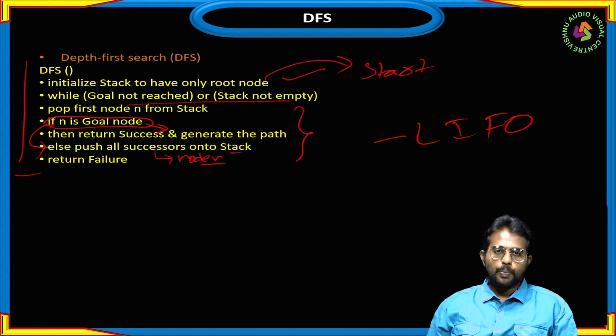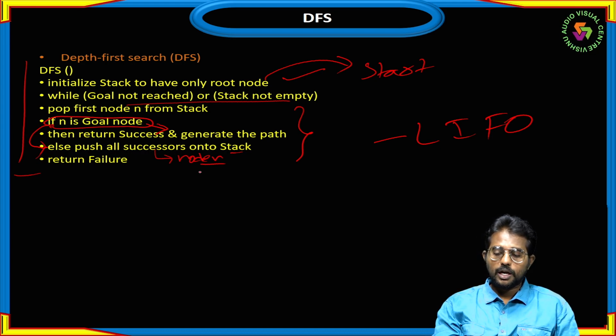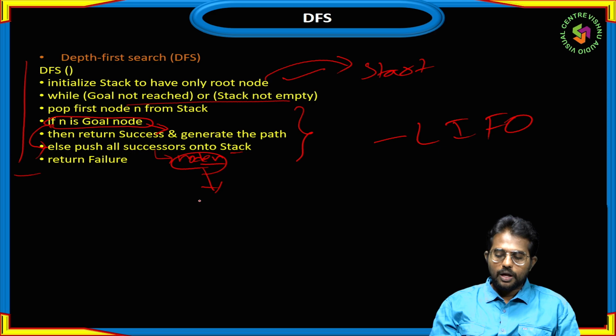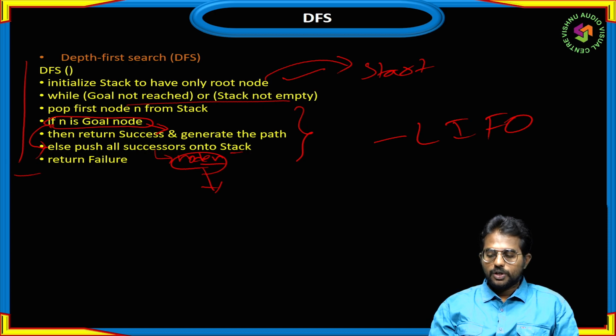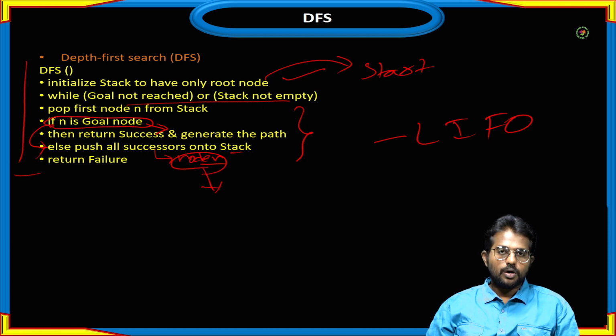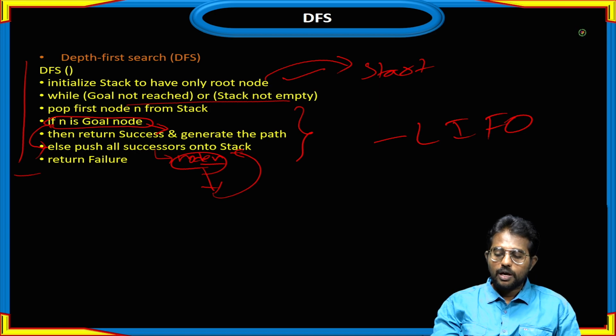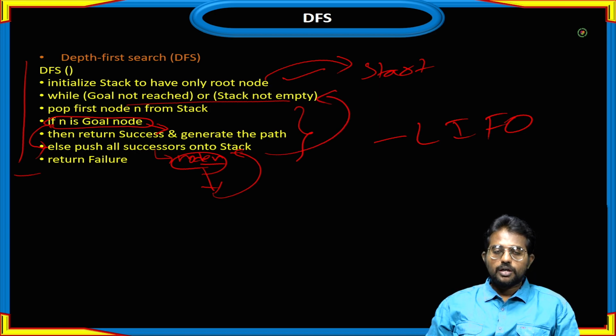First I will apply the move-gen function on this particular node n. By using the move-gen function, I will get all the successors of node n. Among all the successors generated by the move-gen function, any nodes already present in the closed data structure will be deleted and the remaining nodes will be pushed onto the stack. After that, again the while condition will be checked: whether the goal node is reached or the stack is not empty.